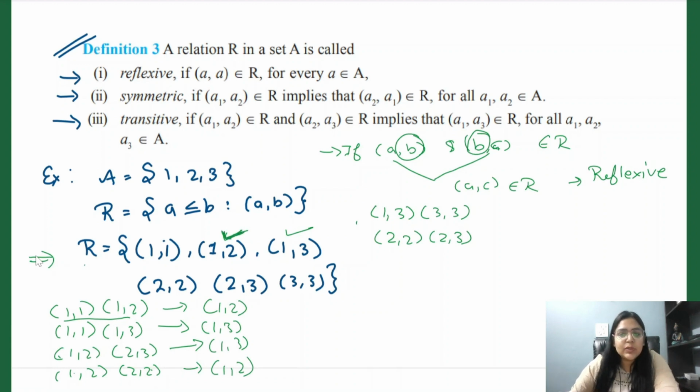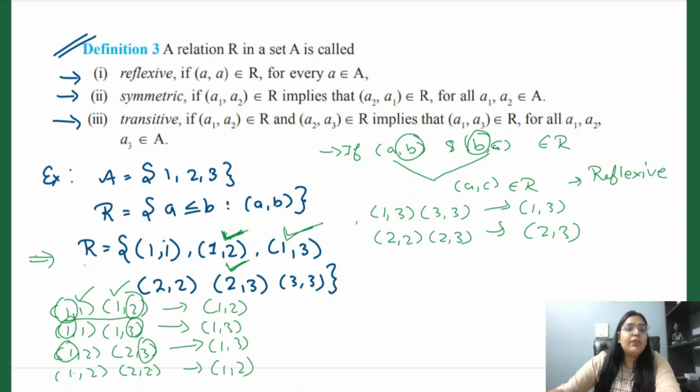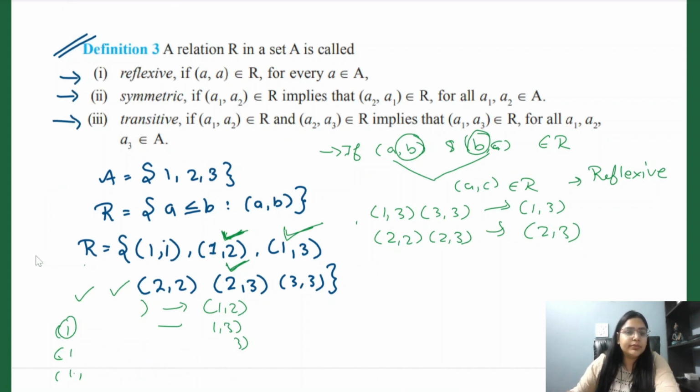For this next pair, we should have 1 comma 3. Can you see 1 comma 3? Here it is. For the next pair, you should have 2 comma 3. And again 2 comma 3 is here. That means for every such element where one's later part is equal to another one's first part, we have this pair with us. Okay, so this is transitive. If you want to write it down somewhere, you can take a screenshot and then note it down, or you can pause the video.